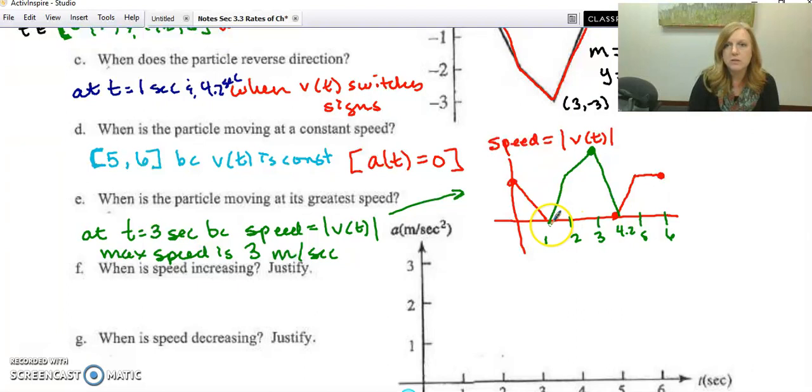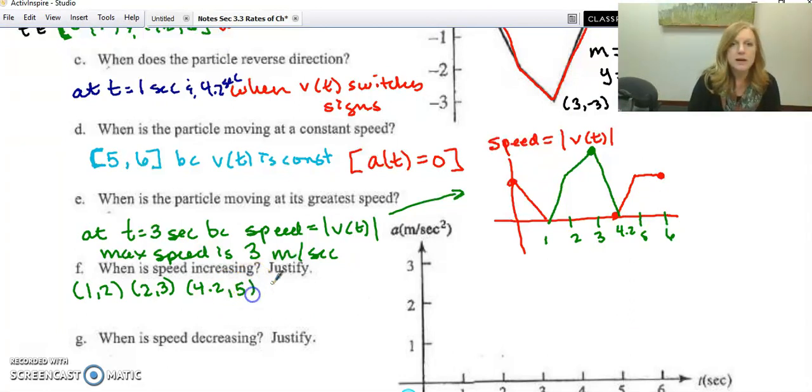Speed is increasing 1 to 2 and 2 to 3 here. I'm going to split this because of the cusp. So 1 to 2 and 2 to 3. And speed is also increasing from 4.2 up until I get to 5, 4.2 to 5.